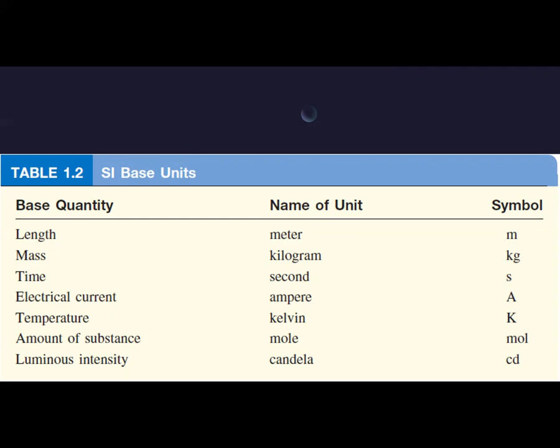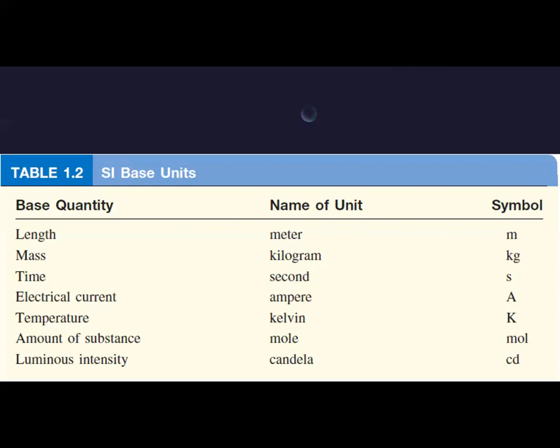And for time, the name of the unit is second, and the symbol is lowercase s. For electrical current, the name of the unit is ampere, and the symbol is uppercase A. For temperature, the name of the unit is Kelvin, and the symbol is uppercase K. For the amount of substance, the name of the unit is mole, and the symbol is mol, lowercase. Then we have luminous intensity. The name of the unit is candela, and the symbol is cd.